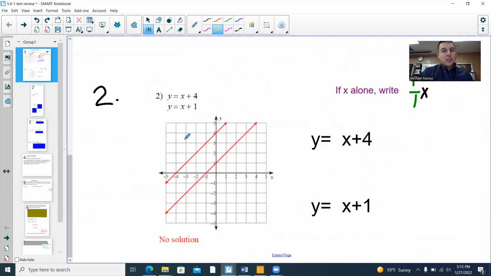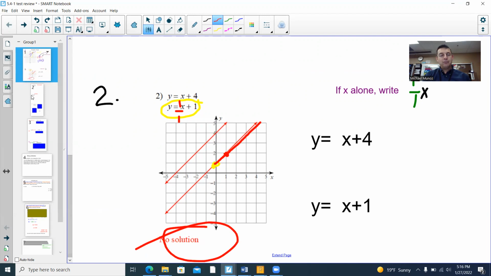One thing to know is when I do graph these, well, these are already graphed, but let's say I already graphed this bottom one. I'd start at a +1 right here. And even though X is alone, I can always put a 1 there. So I'll do 1/1. So that means I go up 1, right 1. And then I draw a line. So just remember, if the lines don't touch, it's a no solution. So make sure to write that on your test when you take it.